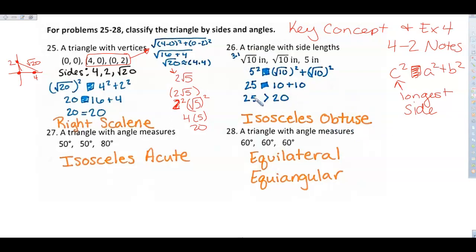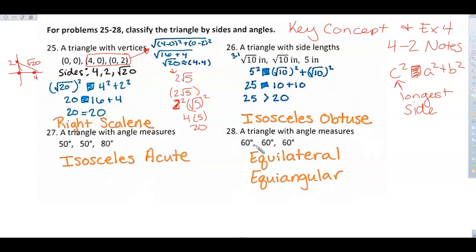So my c squared is greater than my a squared plus b squared. So that's why it's obtuse. If it was less than, then I would have acute. Now, when I look at my side lengths, I have 2 sides that are the square root of 10. So my triangle is isosceles. All right, so this one we were given the side lengths and we want to classify by sides and angles.